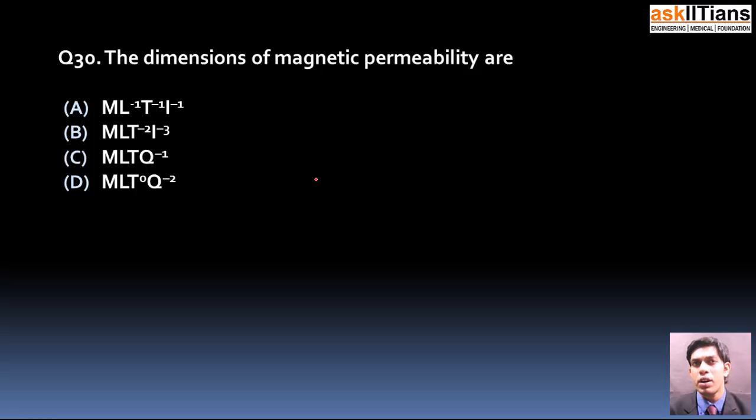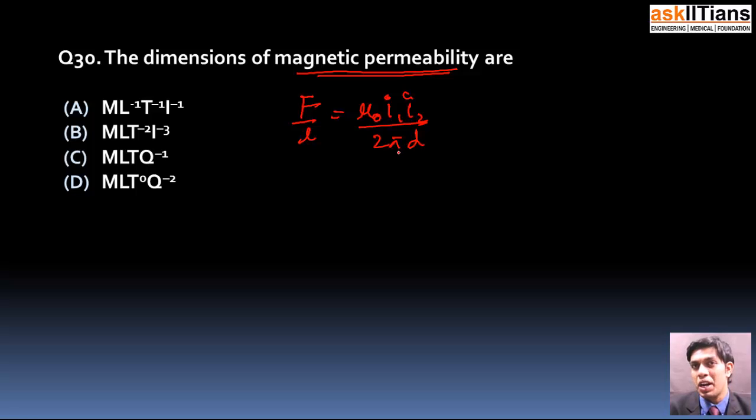It says we need to find out the dimension of magnetic permeability. In order to deal with these kinds of problems, you first need to have a relation which relates the quantity whose dimension you need to find out to quantities whose dimensions you already know. For example, force per unit length is equal to mu naught I1 I2 divided by 2 pi d. This corresponds to the force between two straight conducting wires which are carrying currents.